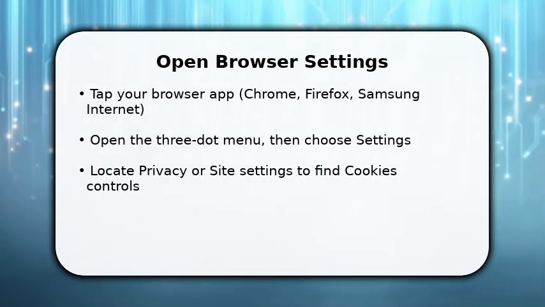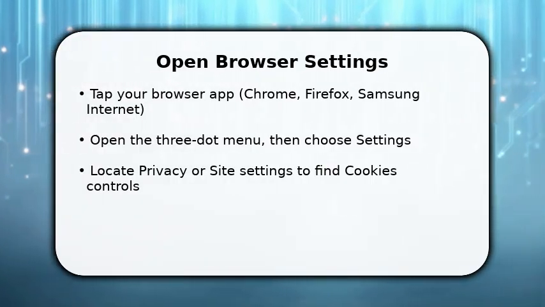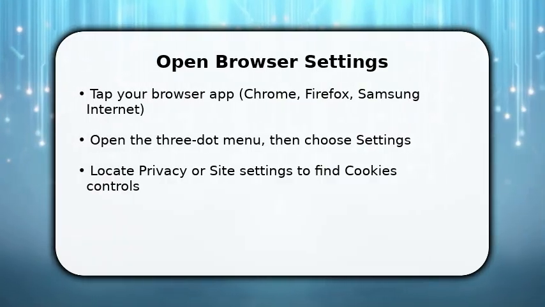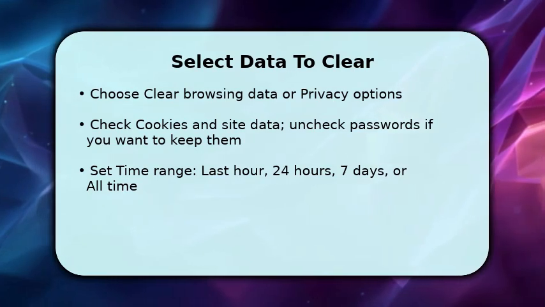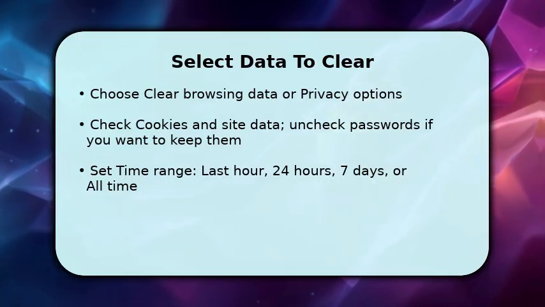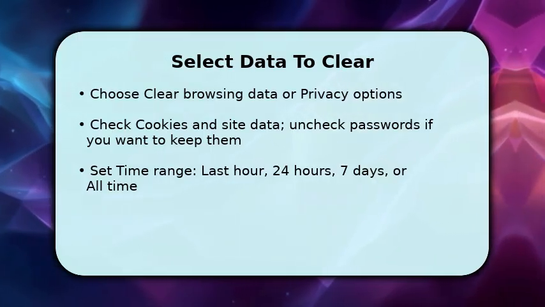Make sure your phone is unlocked and connected to power if it's low, because clearing data can take a moment on older devices. You now decide what to remove and why. Select Clear Browsing Data and focus on cookies and site data to remove tracking and login tokens.